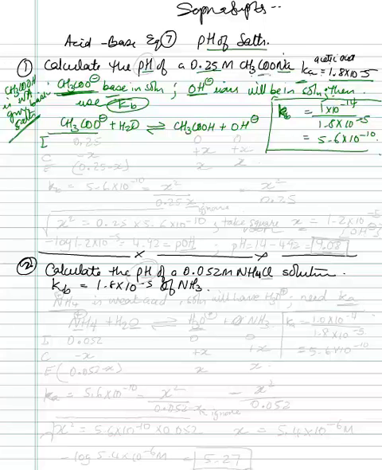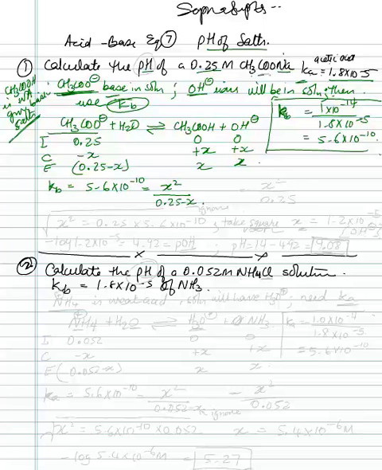So the initial concentration of this one is 0.25. You see, the calculation is not that hard. Getting to set up the problem sometimes is really where you might falter. So the change is minus X for the starting material and plus X for the product. So at equilibrium, you have 0.25 minus X as the concentration and X for the products. Then Kb is equal to 5.6 times 10 to the negative 10, and that's equal to X squared divided by 0.25 minus X.